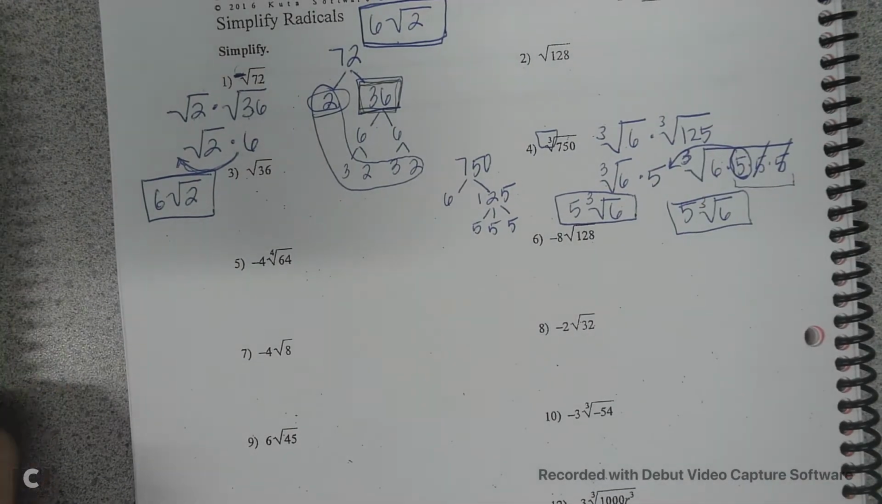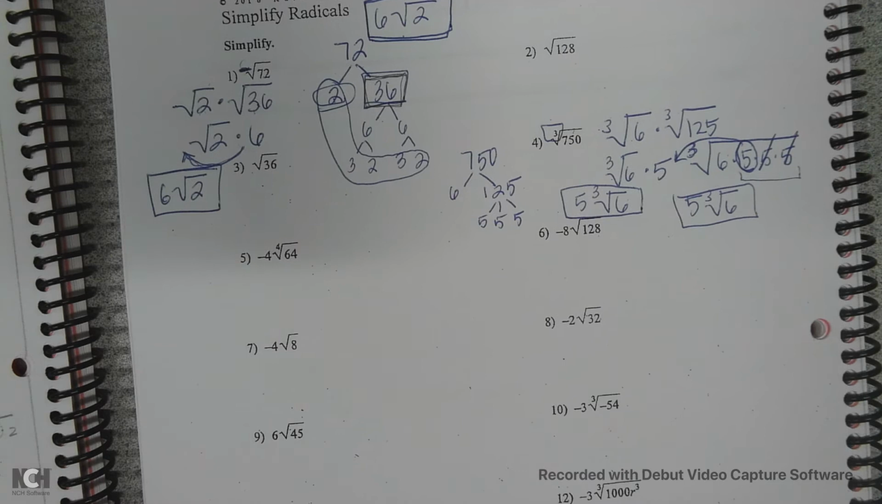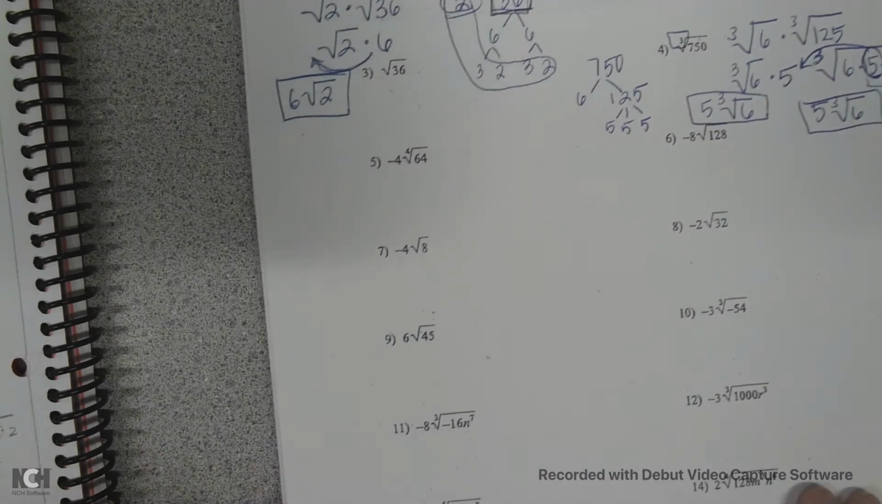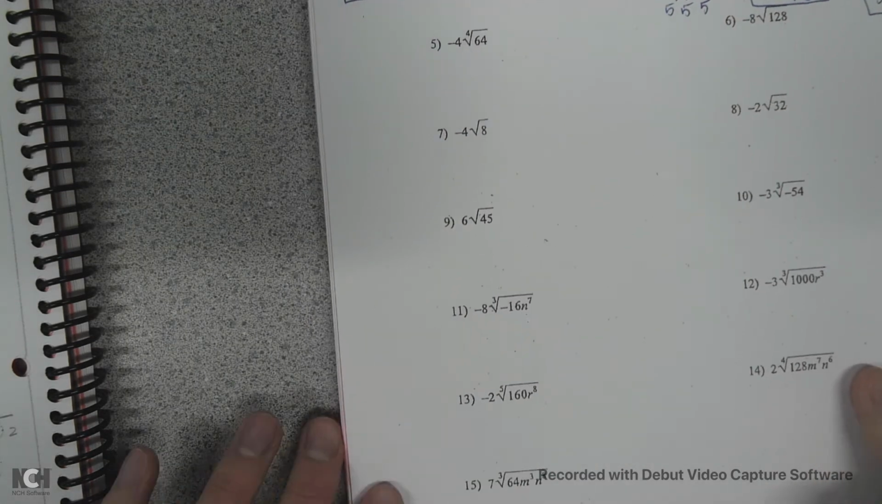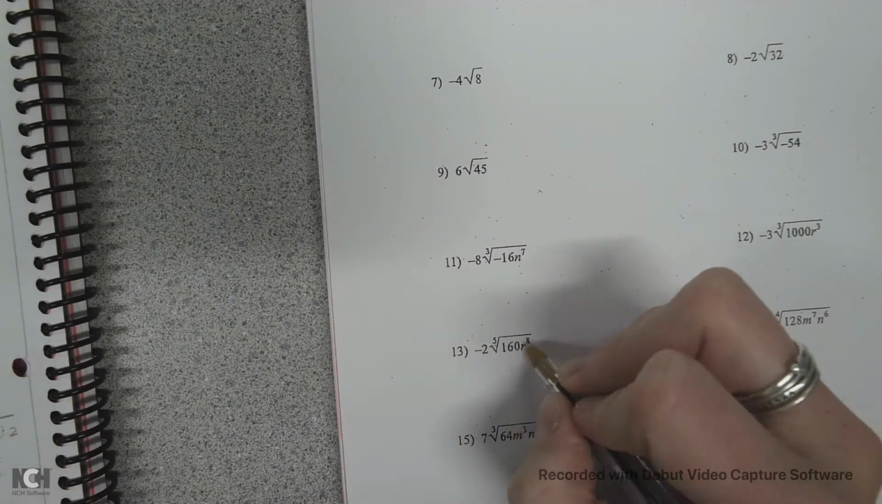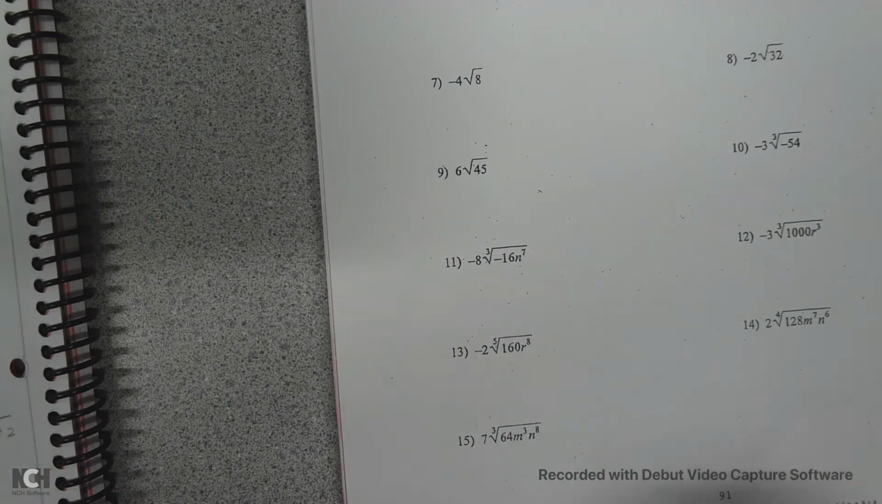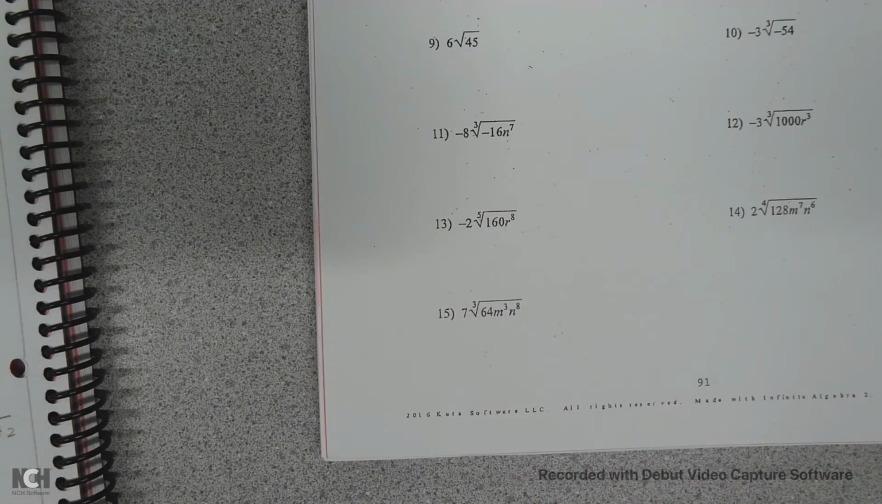Okay, so let's see. Let me do another example. I want to look at which ones I made you do. Let's look at 13. Yeah, 13. Okay, I want a 5th root of 160 and then r to the 8th power. Okay, so I want 5 numbers on the inside that match. So that's what we're going to do.